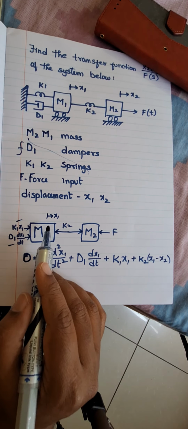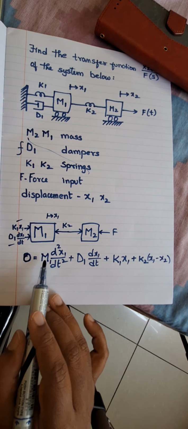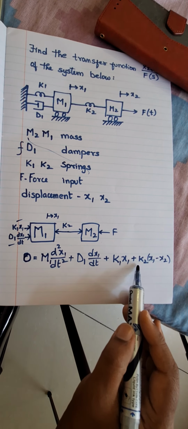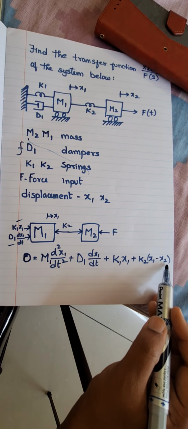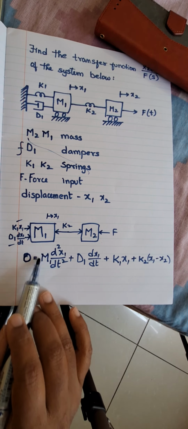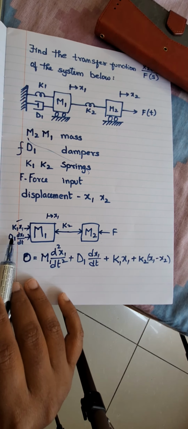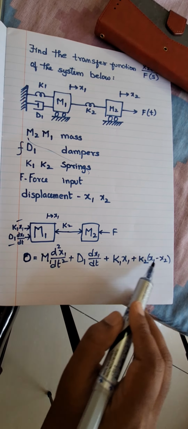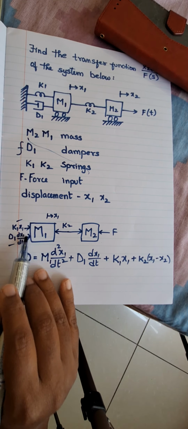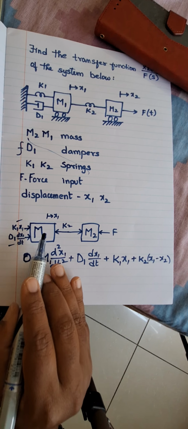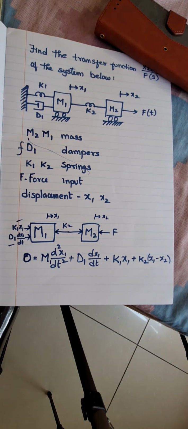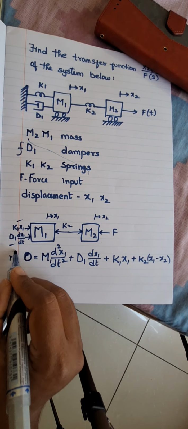So what is my first equation? Force is 0, so m1 d square x1 by dt square plus d1 dx1 by dt plus k1 x1 plus k2 into x1 minus x2. Mass is there, so it has a displacement. Damper is there, it has a displacement. Spring is there, it has a displacement. Spring 2 is there, it has a displacement. As I am talking about M1 mainly, I am writing it as x1 minus x2. Okay, now this is the M1 equation.